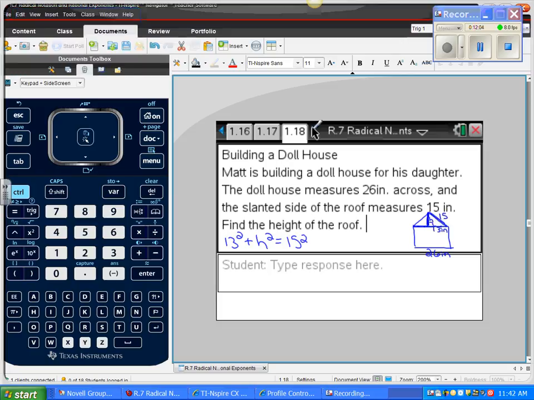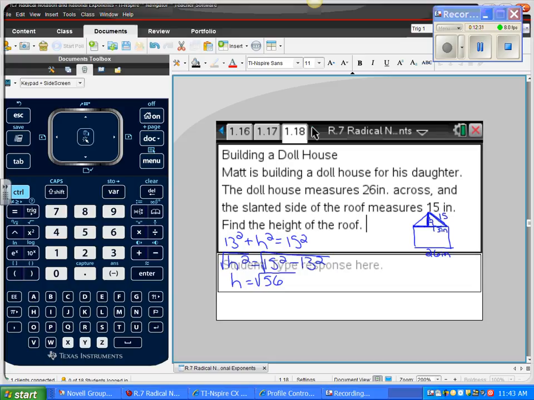Okay, so now we can run through this relatively quickly. I'm going to go ahead and get rid of that 13 squared, move it to the other side. H squared equals 15 squared minus 13 squared. And then to get h, I have to take the square root. So h equals the square root of 15 squared minus 13 squared, which is 225 minus 169, which is 56.